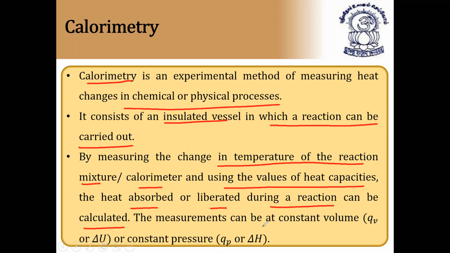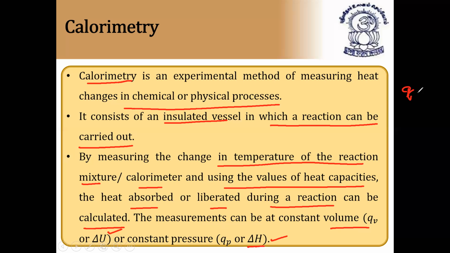So the measurements can be at constant volume or at constant pressure. So this is the use of calorimeter. Again, by measuring the change in temperature of the reaction mixture and using the values of heat capacities, the heat absorbed or liberated during a chemical reaction can be calculated. These measurements can be at either constant volume or constant pressure, very important. Constant pressure is delta H, and constant volume is delta U, very, very important.